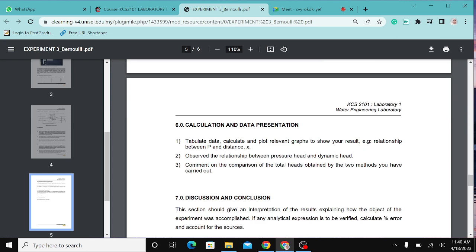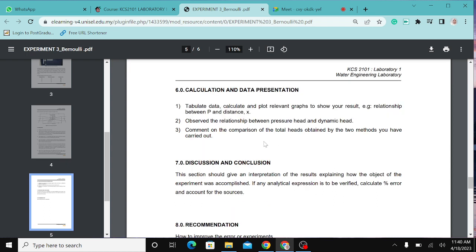So what you are supposed to collect for the data, or the data presentation: in a table, calculate and plot relevant graphs to show, for example, the relationship between P and the distance. The raw data should be taken in terms of, let's say, your H1, H2 and the other items or symbols that I have explained before this.